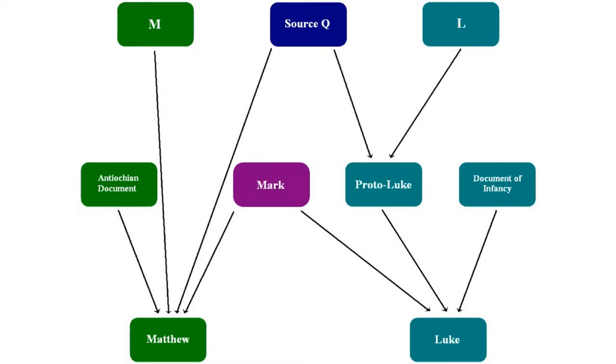What do you think about the other ones that he adds here, like the Antiochian document, Proto Luke? He's got L being used by Proto Luke. Luke's using Proto Luke, not L. So Luke is indirectly using L by using a source in between them, I guess is the correct way of putting it, and the document of infancy. Yes, you see, the number of documents we have to suppose.